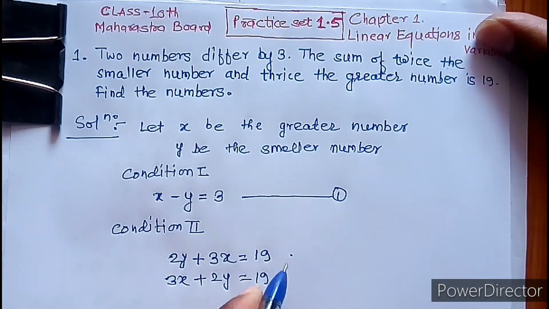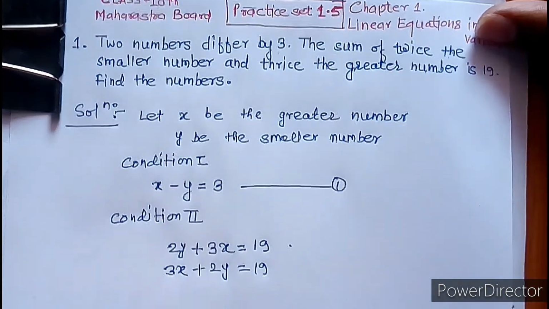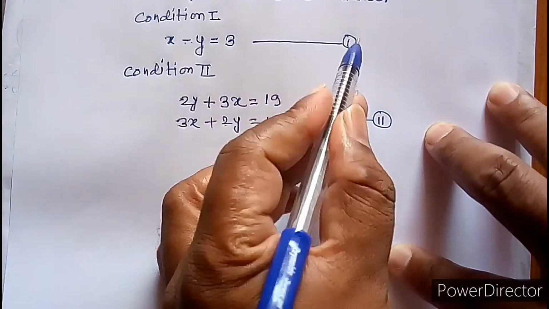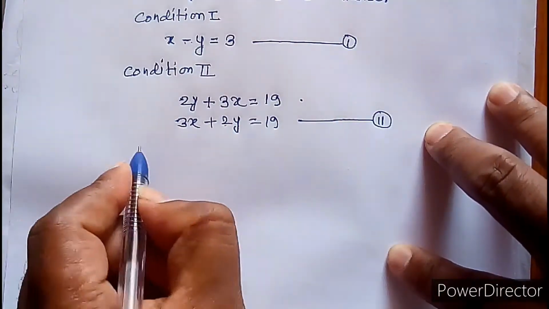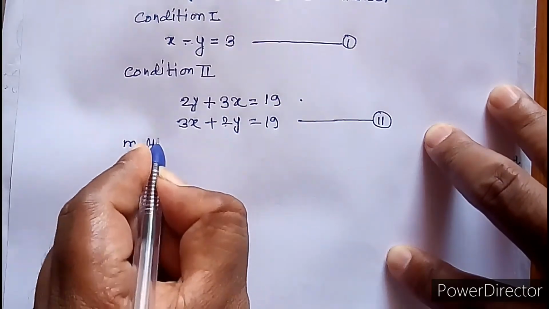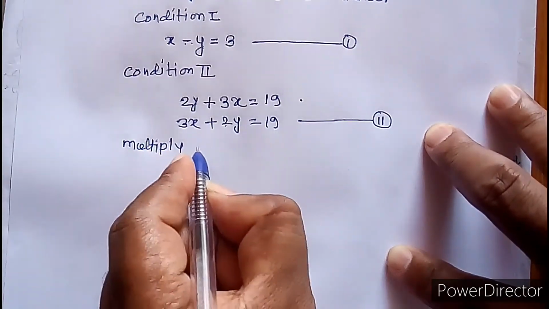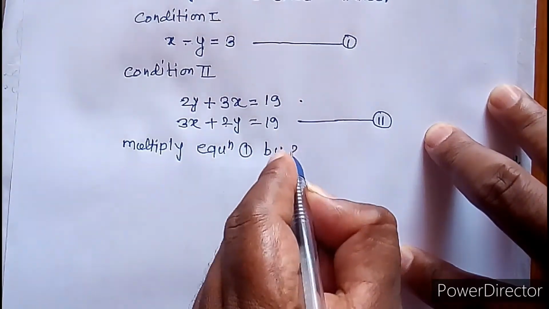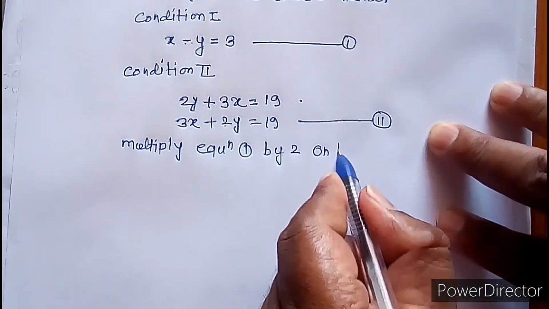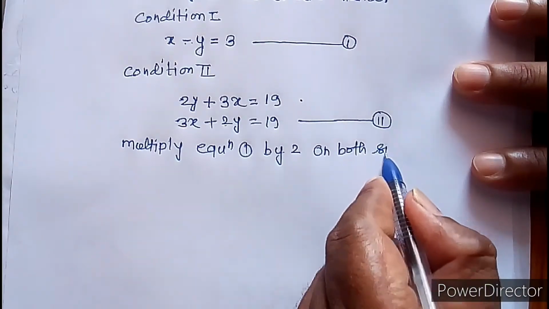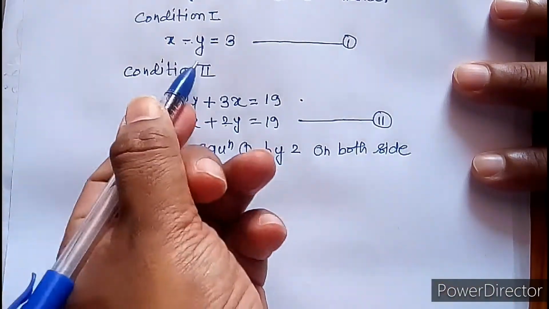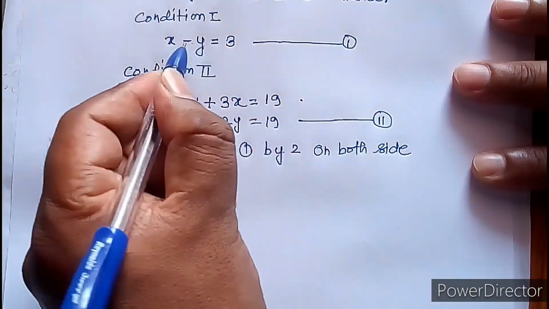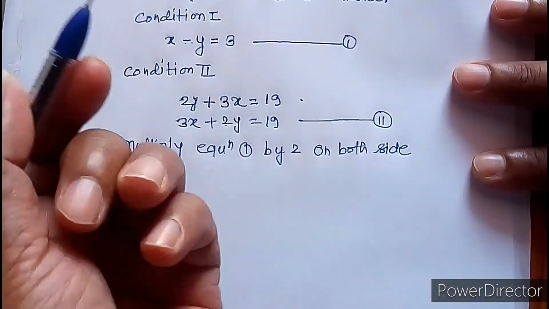These both equations are the same, just rearranged. Now multiply equation number 1 by 2 on both sides. If we multiply equation number 1 by 2 on both sides, the coefficient of y will be minus 2 and then it will be cancelled.